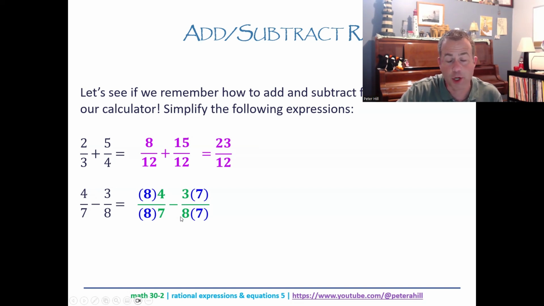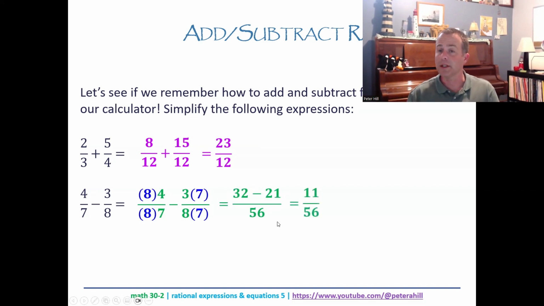I already have a common denominator of 56, so I'll just go 32 minus the 21 as my numerator and then figure out what that is. So 32 minus 21 is 11, and then I'm good to go. Okay? All right, so that's what we're going to start practicing in this video together. It's just going to look a little messier because we're going to have polynomials going on instead of just straight up numbers, but it's totally doable, and you guys are going to rock at it.